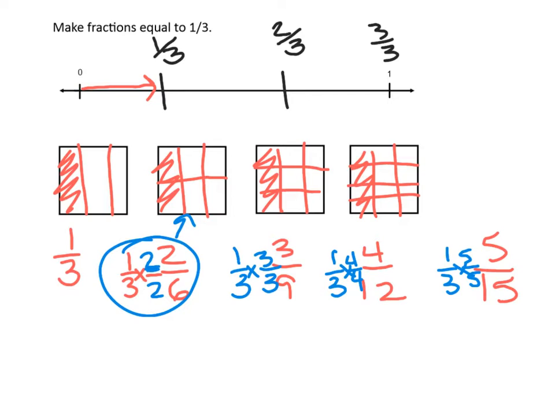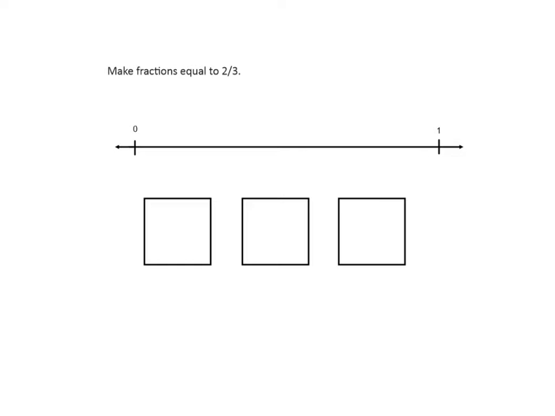Let's move on. Let's make some fractions equal to 2/3. Again, we have our number line 0 and 1. We're splitting it into thirds because the denominator is 3. And we're going to show this is 1/3, 2/3, 3/3. We want to show 2/3, so we'd start at 0 and we'd go all the way up to 2/3.